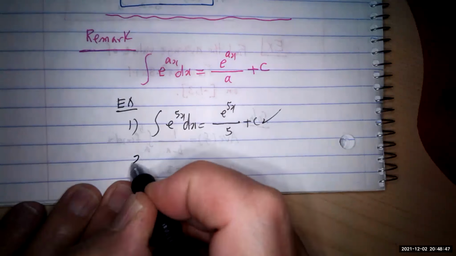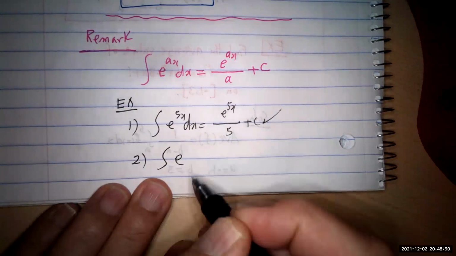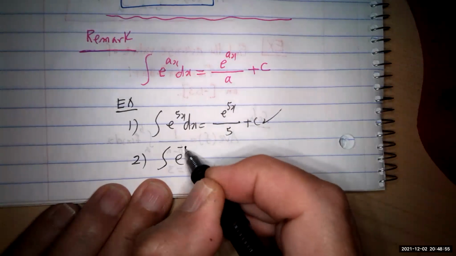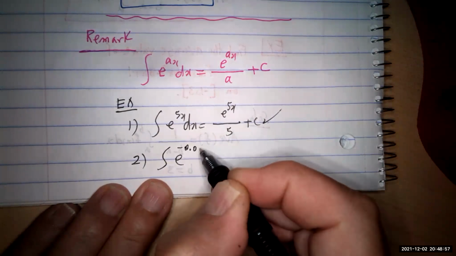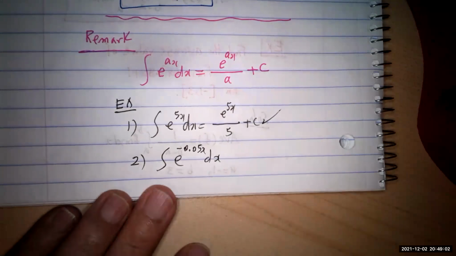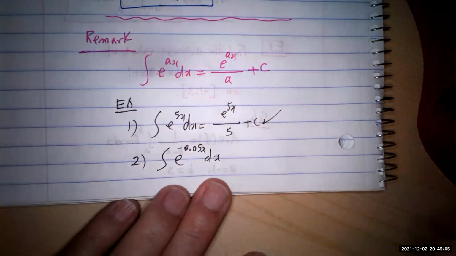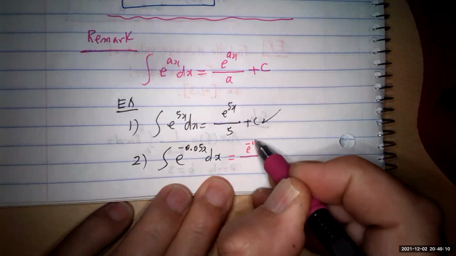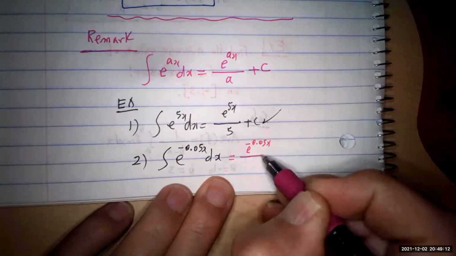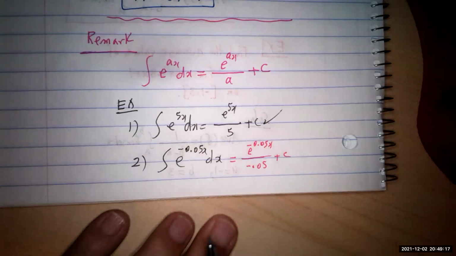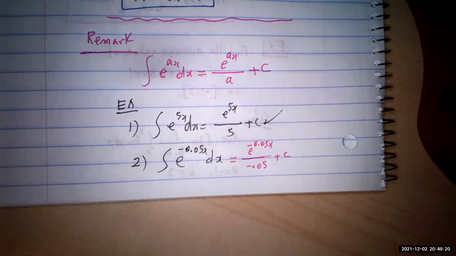Another one is the one that mostly we are going to use, going to be of this type. It's going to be something like the integral of e to the negative 0.05x dx. The same thing is going to be equal to e to the negative 0.05x divided by the negative 0.05 plus c. Then we can simplify this one, of course, to get these numbers.